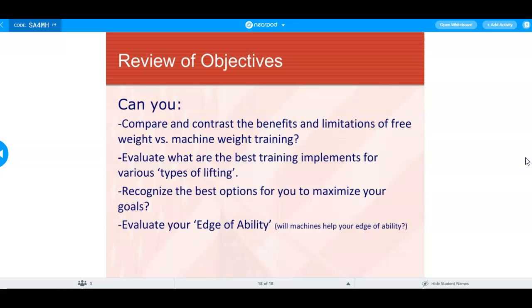Recognize the best options for you to maximize your goals. And what's the edge of your ability? Will machines help you get to the edge of your ability? If you're thinking movement, probably not.